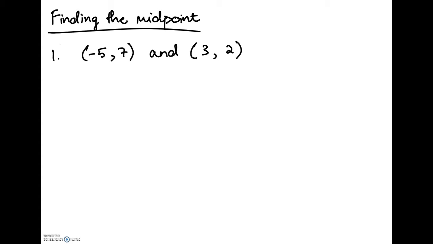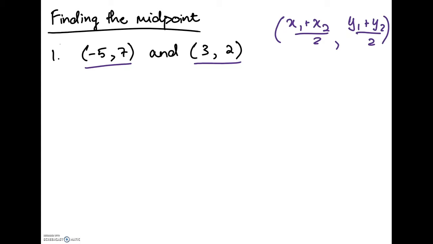So this is our first example. We're going to find the midpoint, or the point in the center, of -5 comma 7 and 3 comma 2. So let's use our formula. I'm going to write our formula right over here just so we have it handy. So it's add both the x's, divide by 2, and add both the y's and divide by 2.